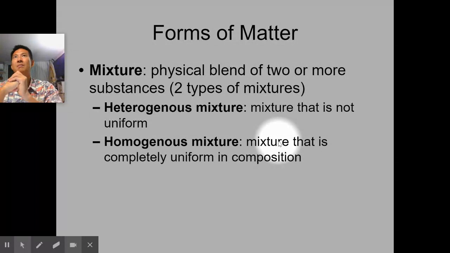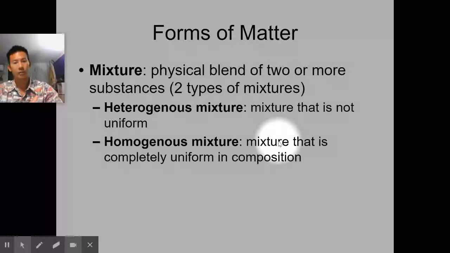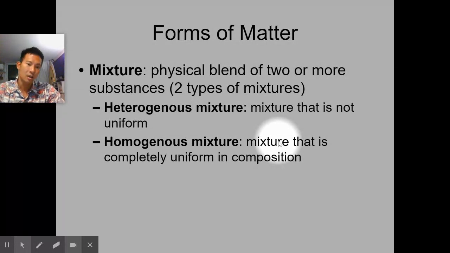Examples of this can be steel. Steel is actually a mixture of carbon and iron, if you guys didn't know. Another example of a homogeneous mixture is coffee, or salt water, or sugar mixed with water.